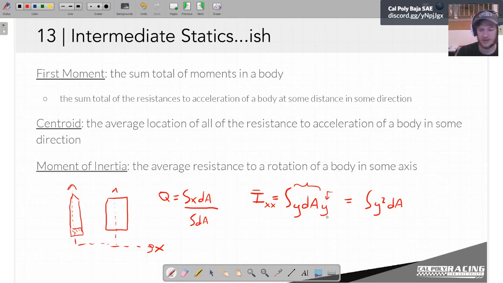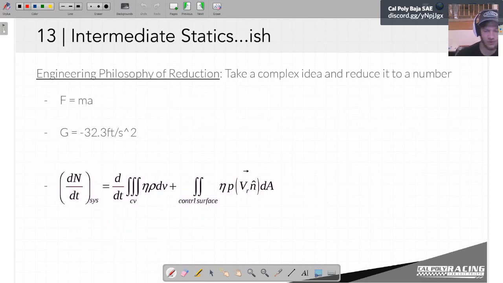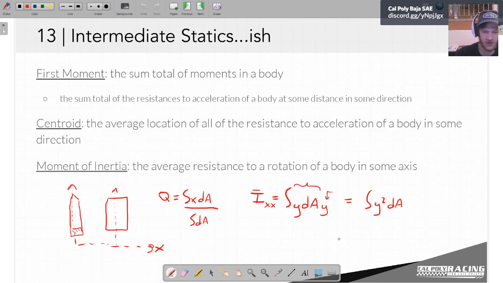So where we left off last time was we were trying to derive this for some different shapes. And I messed up the derivation, but I've got it now. I'm going to still follow this philosophy, the idea of reduction, taking a complex idea and reducing it to a number. So that's what we're doing here, right? We take this complex idea, about how much stuff is there and how far away from whatever axis we care about it is, and we're going to call that the moment of inertia.